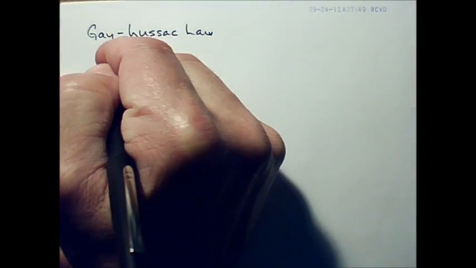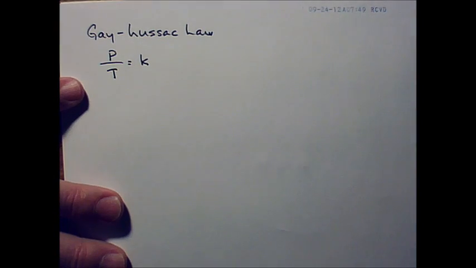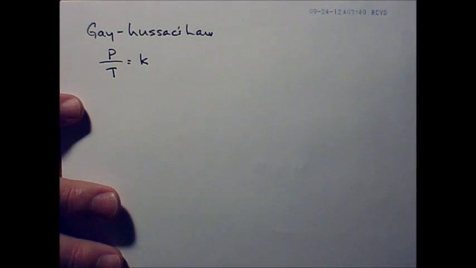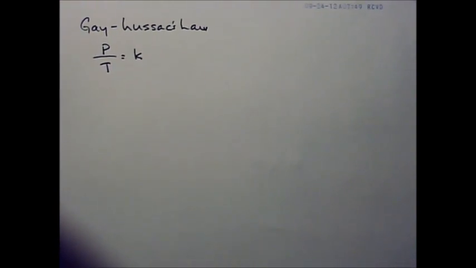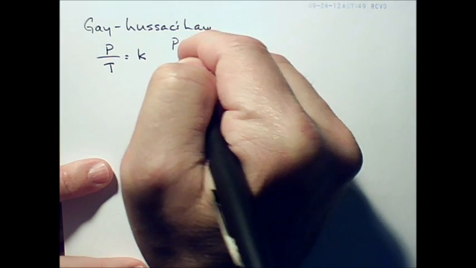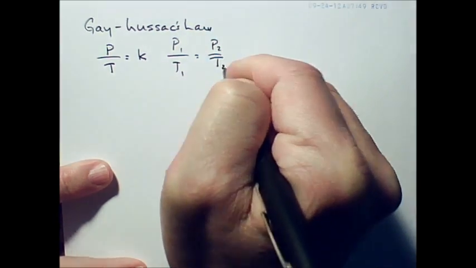All right, so Gay-Lussac's law. Probably should be apostrophe S. Now, these are two different people. They just happen to come up with the same law at about the same time, so we kind of give them both credit for it. From last week, you should know that P1 over T1 equals P2 over T2.